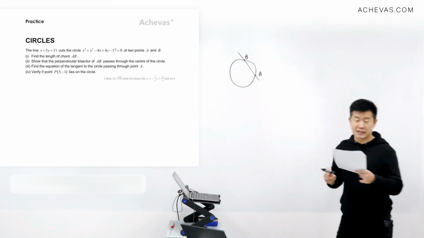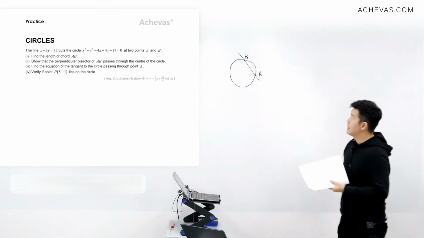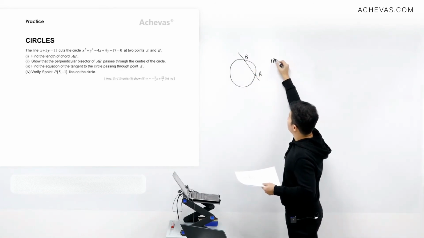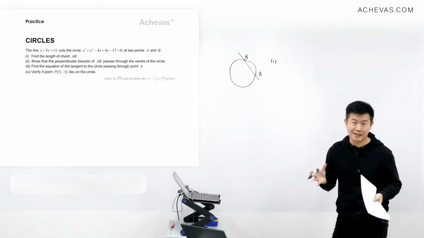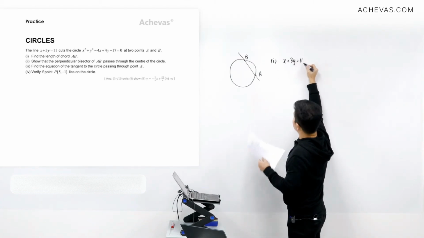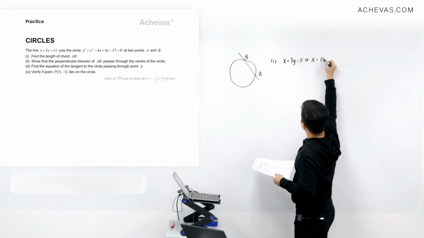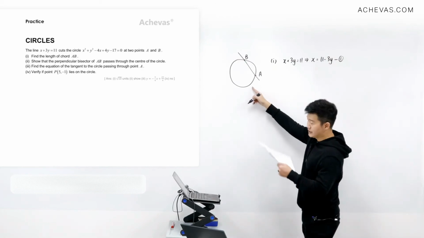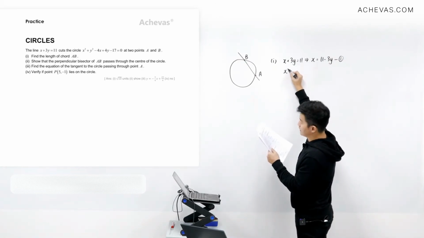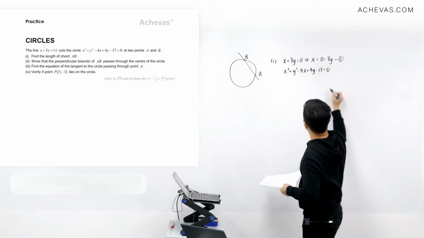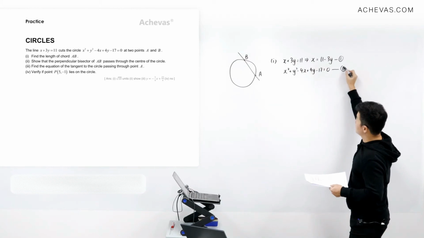Let's try to find the coordinates of point A and B. And since it is the intersection between this line and the circle, what we will do for part 1 is to just solve a pair of simultaneous equations. So we have this equation, x plus 3y is equal to 11. I'm going to make x a subject. X is going to be equal to 11 minus 3y. I'm going to call this equation number 1. As for the circle, we are given the expanded form of the equation of the circle. So we have x squared plus y squared minus 4x plus 4y minus 17. This is equal to 0. I will just simply call this equation number 2.